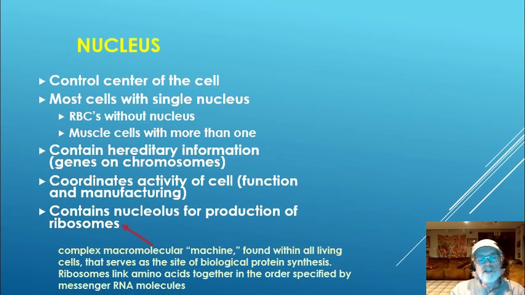Anyway, let's talk about the nucleus and round this discussion out. The nucleus is the control center of the cell, okay? Again, most cells have a single nucleus, with the exception of some. Red blood cells don't have a nucleus, like I talked about before. To maximize the amount of carrying capacity they have for hemoglobin, which is carrying oxygen, which is the sole purpose of a red blood cell, basically they throw them out.